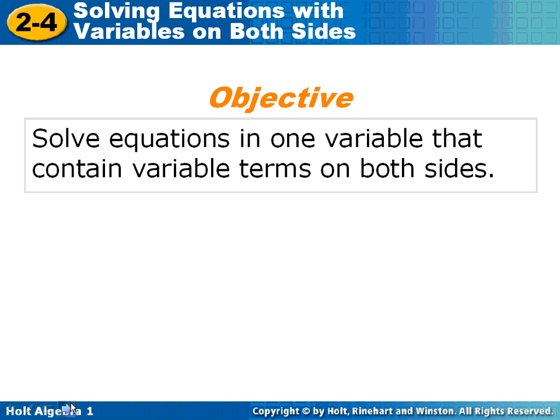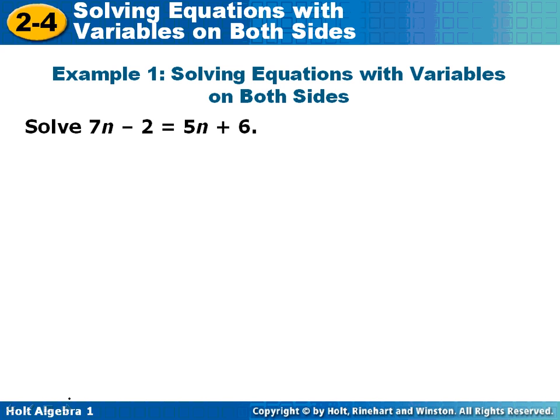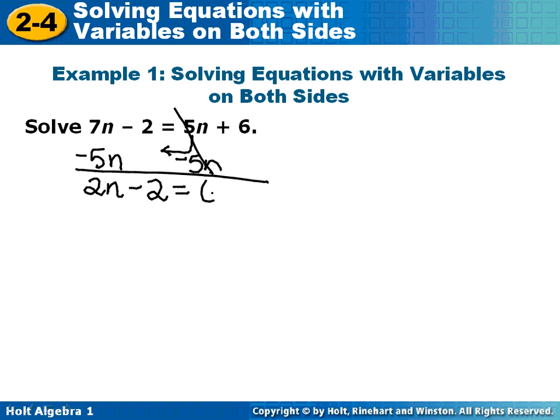There we go. Okay, we're going to solve for one variable when we have terms on both sides. Starting with the variables on the left, we're going to take the variable that's on the right and first shift it to the left. So we're going to take the 5n, and the opposite of 5n is negative 5n. Using inverse operations, we're going to move it to the left. That gives me 2n minus 2 is equal to 6.